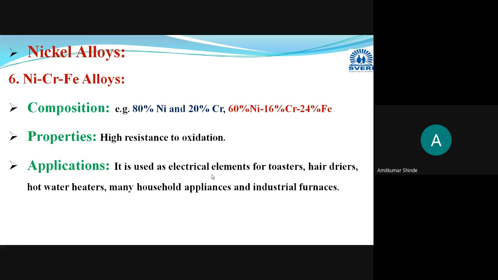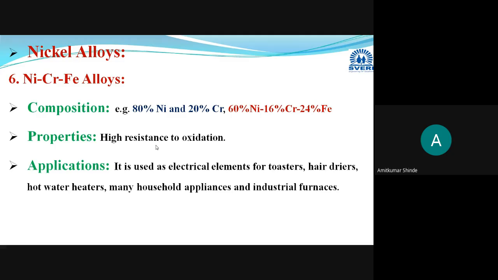After this, some alloys of nickel, chromium and iron. Here I have taken a few compositions as examples: 80% nickel, 20% chromium, then 60% nickel, 16% chromium, and the remaining amount, that is 24% iron. Okay, these are the nickel-chromium and nickel-chromium-iron alloys.